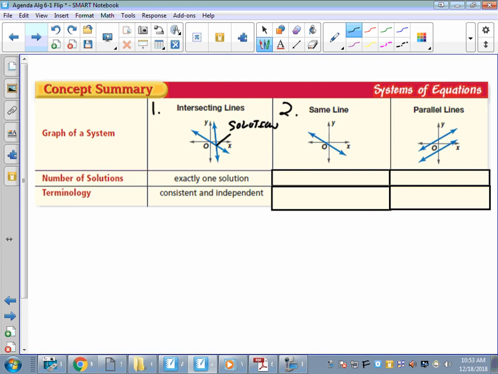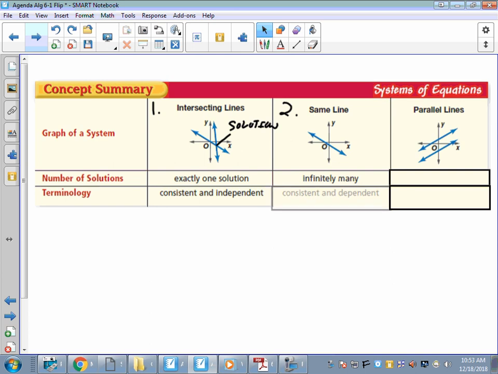You could have two equations that are the same line, two or more equations that are the same line. And in this case, the line would always be touching because it's the same exact line. So if it's always touching, then it would have infinitely many solutions because it would go on forever and ever and it would always be touching. So infinitely many. And again, the terminology here is consistent and dependent. The lines depend on one another to be the same line over and over.